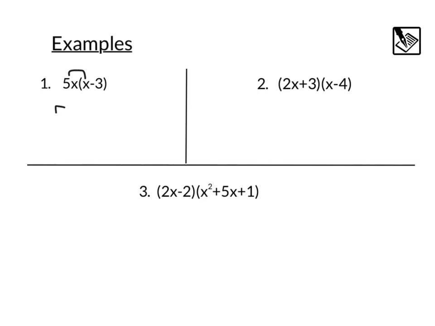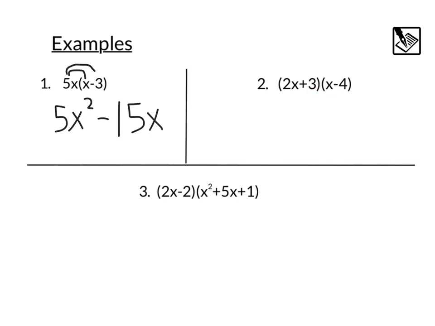5x times x is 5x squared. 5x times a negative 3, or minus 3, would be minus 15x. So we've written that product as a sum that is equivalent. Let's look at example 2. 2x plus 3 times x minus 4.